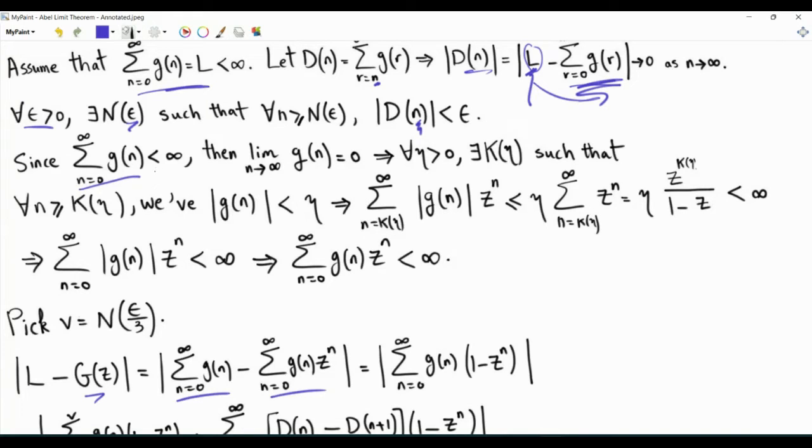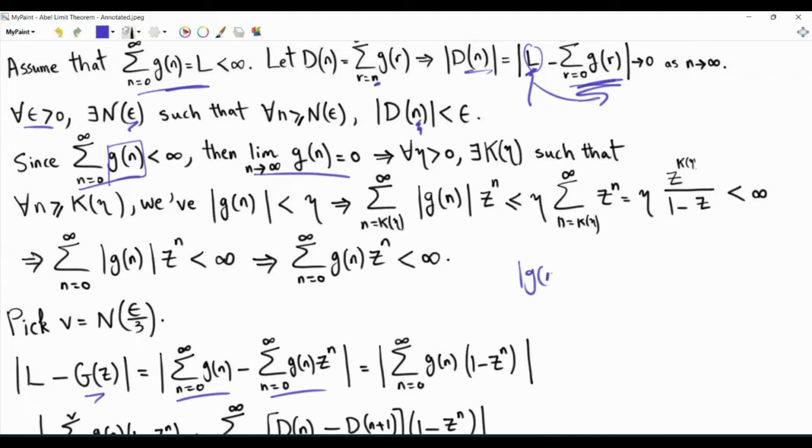Well, if this summation is finite, then it must be that the nth term tends to 0 as n tends to infinity. And if the limit of g of n as n tends to infinity is 0, then for every strictly positive eta, there is a big K, which generally depends on eta, such that for every n greater than or equal to big K, the magnitude of g of n is less than eta. So again, like above, there is a limit that g of n tends to 0 as n approaches infinity. So this means that for n that is large enough, we can make the magnitude of g of n less than any arbitrarily chosen positive eta.